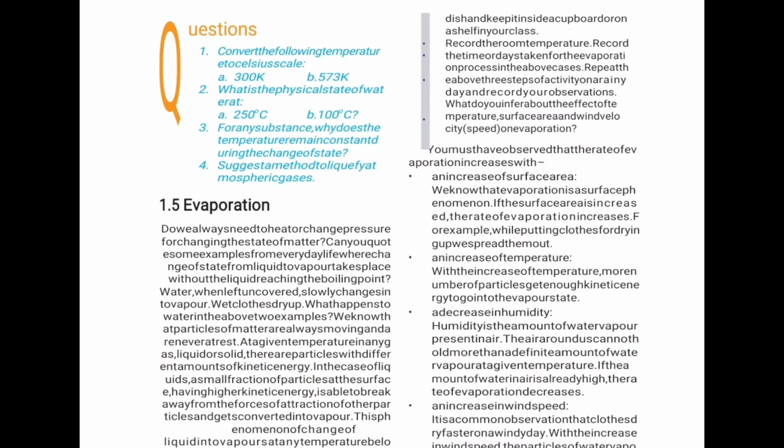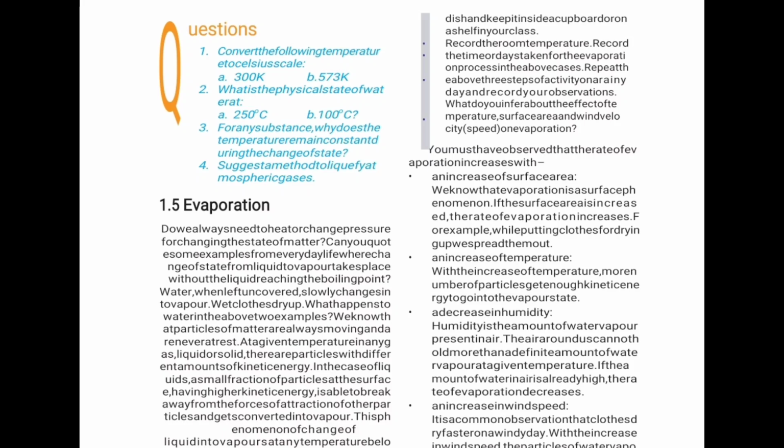Questions. 1. Convert the following temperature to Celsius scale: (a) 300 K, (b) 573 K. 2. What is the physical state of water at (a) 250 degrees C, (b) 100 degrees C? 3. For any substance, why does the temperature remain constant during the change of state? 4. Suggest a method to liquefy atmospheric gases.